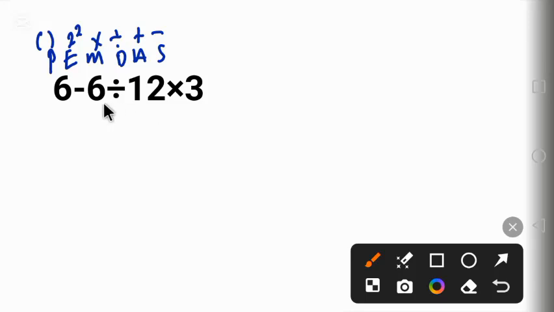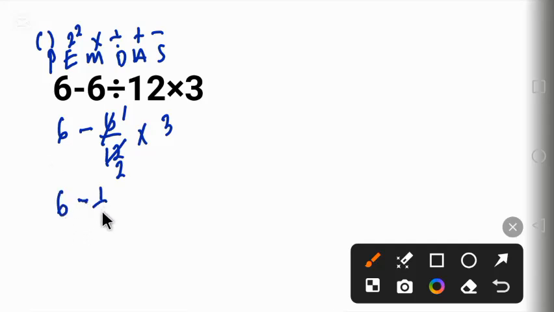We begin with this division before we solve multiplication. Looking at it from the left, division came first. So we have 6 minus 6 over 12 times 3. 6 into 6 is 1. 6 into 12 is 2. So here we have 6 minus 1 over 2 times 3.